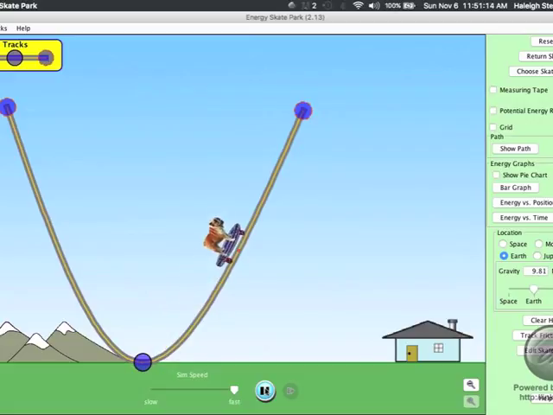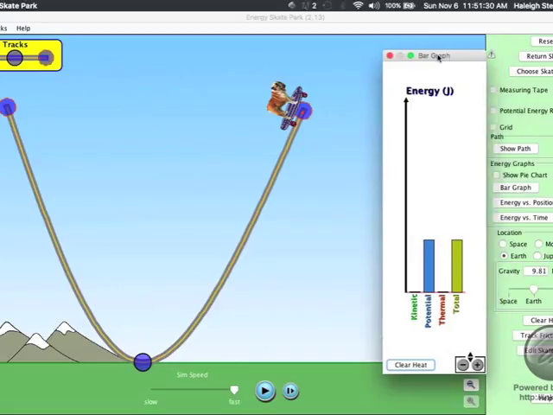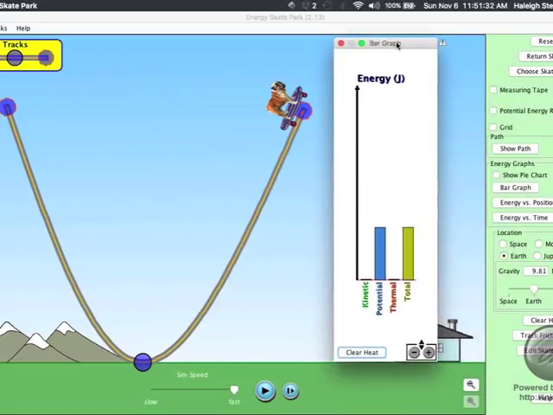So you can see that the bulldog starts at a certain height and he ends up going back up to the same original height that he started at. That means the energy that he has initially is the same energy he has at the end. Let's add a bar graph and see how the energy transforms within his path as he goes down.